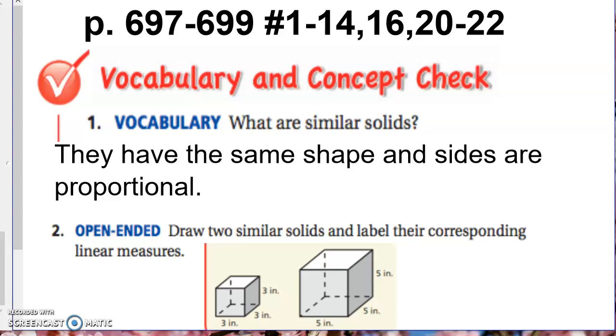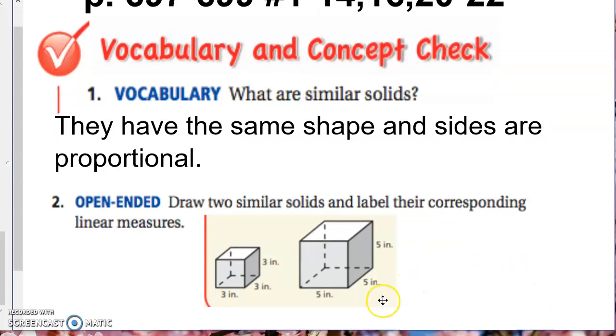Question number 2 says, draw two similar solids and label their corresponding linear measures. So I just copied this answer right here. I have a cube and another cube that are similar to each other. And then I labeled their corresponding measures to answer question number 2.